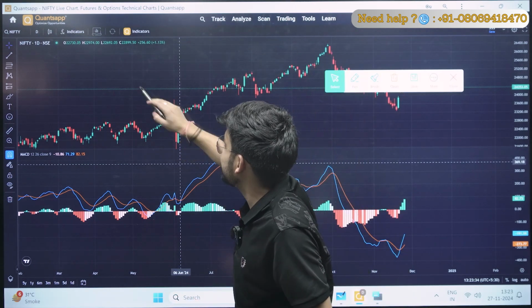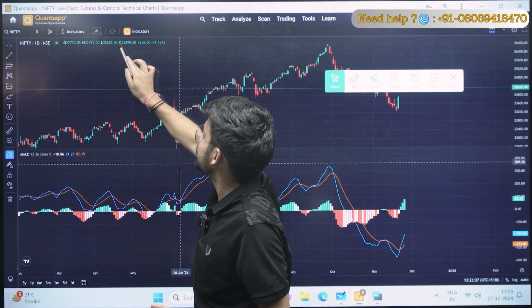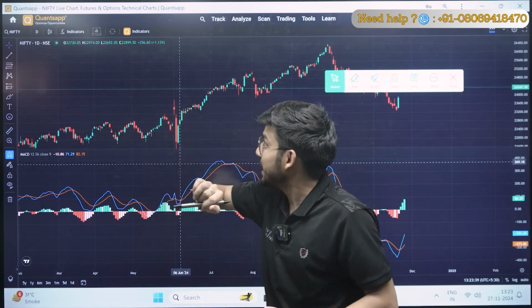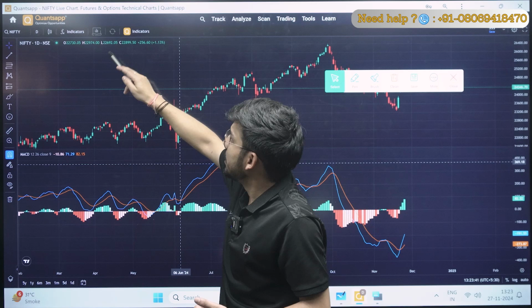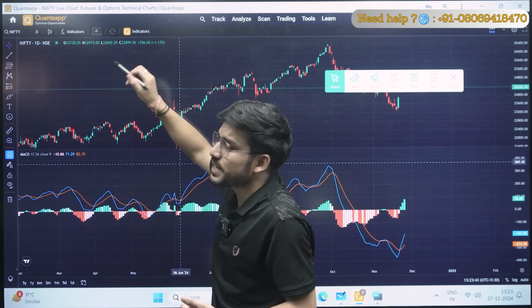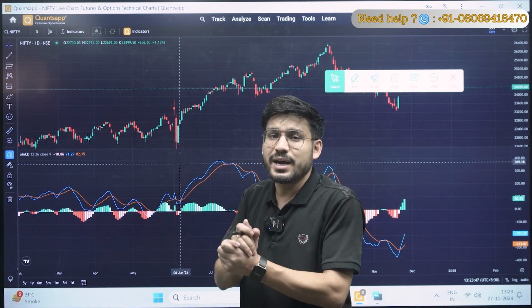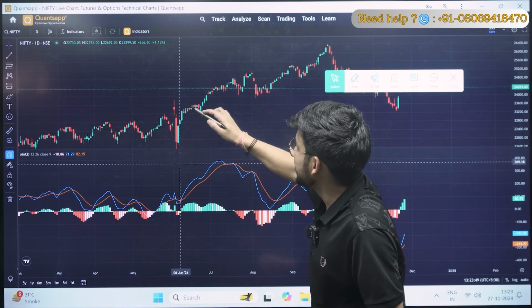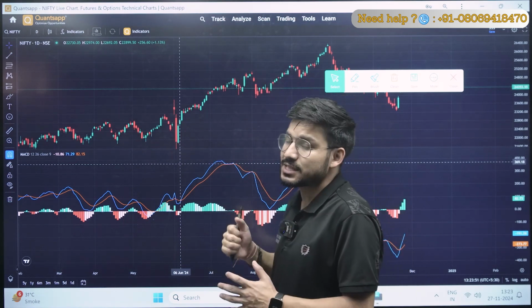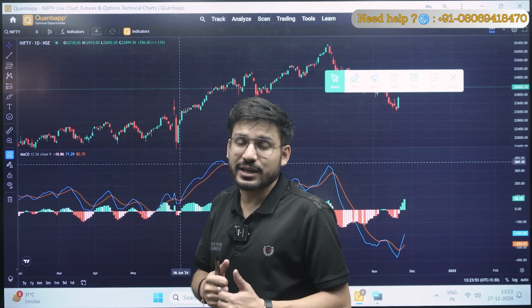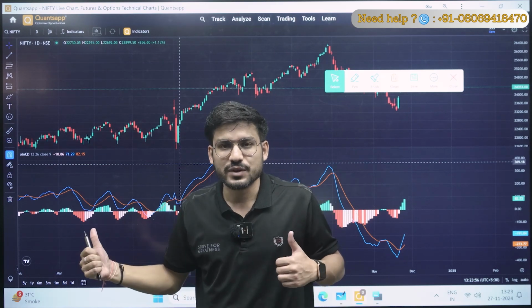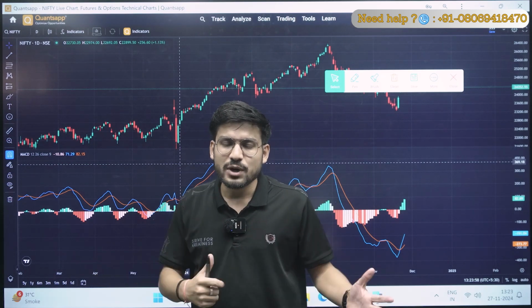What was the closing price of that candle? The closing price was 22,899, or approximately 22,900. So 22,900 would be my entry level, and then you can see there was a very drastic upward movement in the market. The market gave me a very good profit with the help of this strategy. I hope the concept is clear.